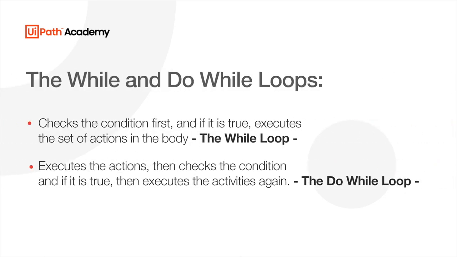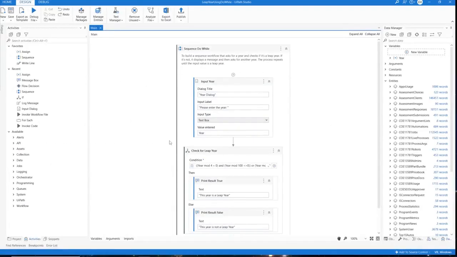The while and do while loops work by repeating a given set of actions from the body, while the specified condition is true. The only difference between the two is the order in which the two elements are executed. The while loop checks the condition first, and if it's true, executes the set of actions in the body. On the other hand, the do while loop executes the actions, then checks the condition, and if it's true, then executes the activities again.